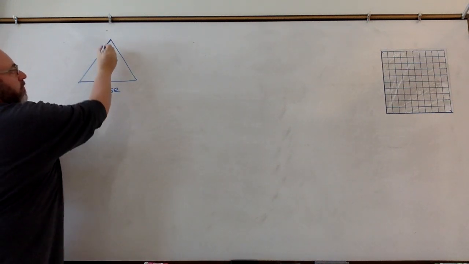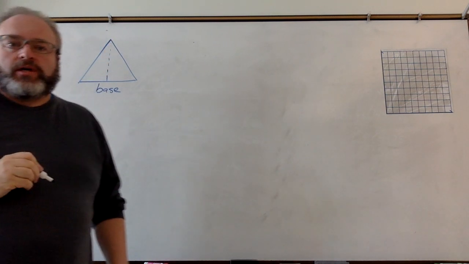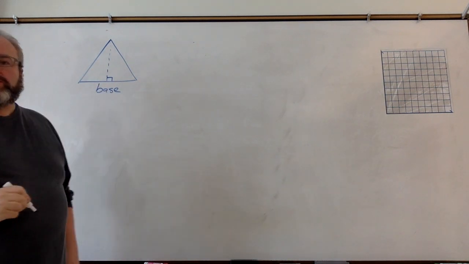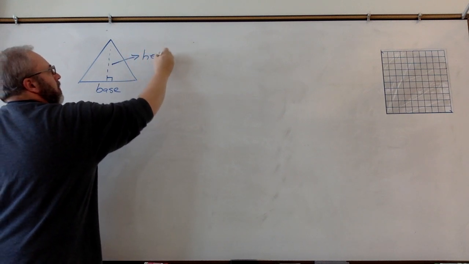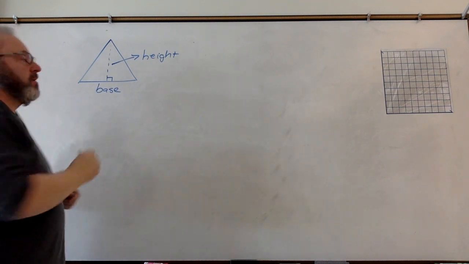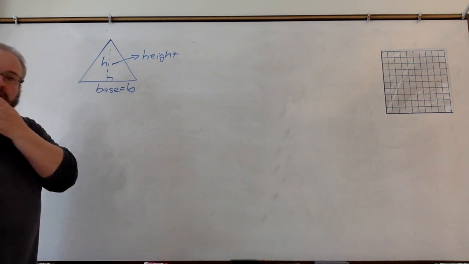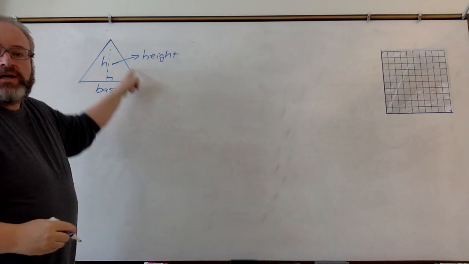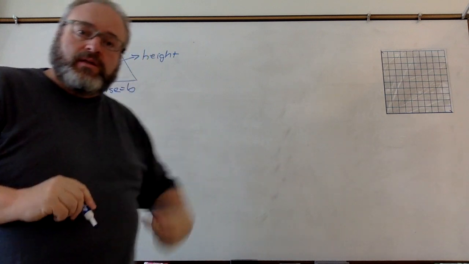So you start at the very peak and you go straight down to the bottom. Straight down so that you actually meet the bottom at a 90-degree angle. We call this the height. And we label those H and B. Now, it is okay to know the lengths of these other two sides, but they do not help you find the area.